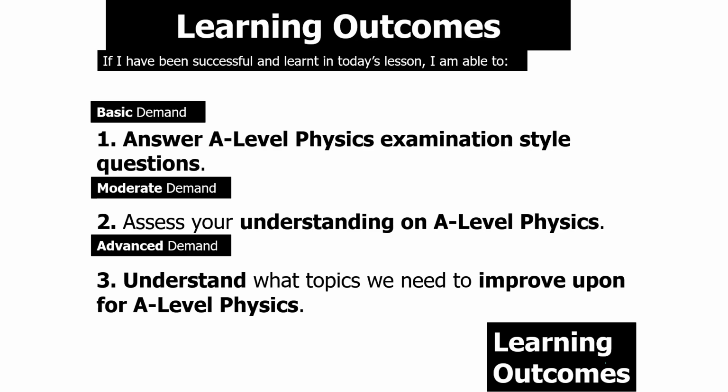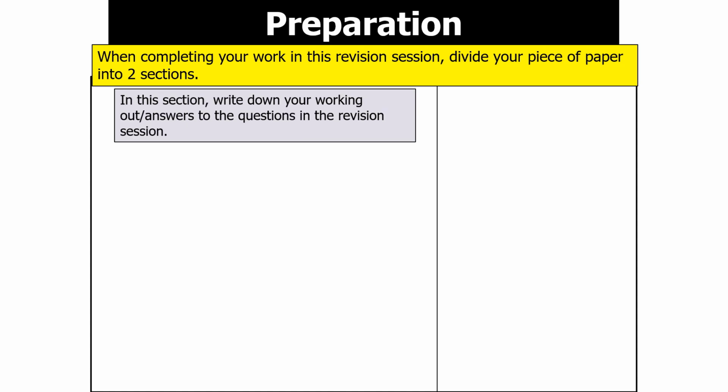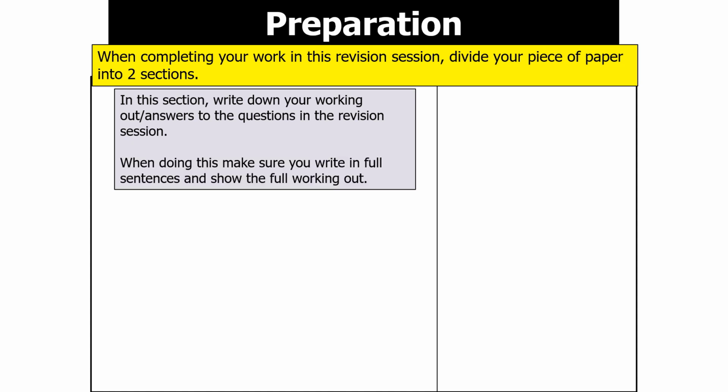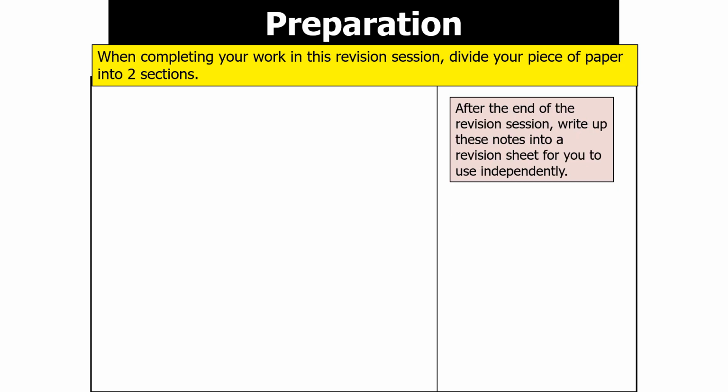So how should you prepare for this revision session? Well, when you're completing your work in this revision session, divide your piece of paper into two sections. Make the section on the left hand side larger than the right hand side. And in this left hand side section, write down your working out and answers to the questions in the revision sessions. When you're doing this, make sure to write in full sentences and show your full working out. Whilst in the right hand side, write down any pieces of information which you find useful or any hints and tips on answering questions from this revision session. After the end of the revision session, write up these notes into a revision sheet for you to use independently.